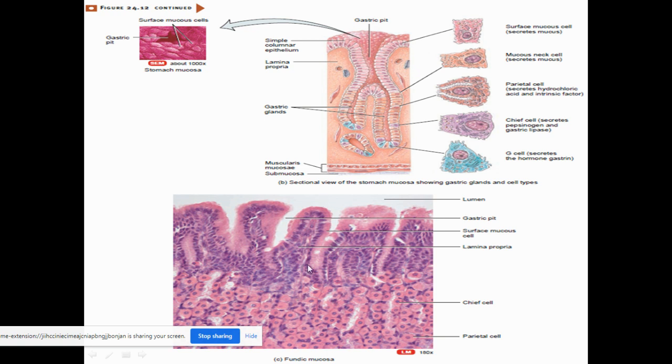So this picture shows the histology of the stomach. You see the finger-like projections of the epithelial cells of the gastric glands, where the glands are situated, and how they are opening into the lumen through the gastric pit.